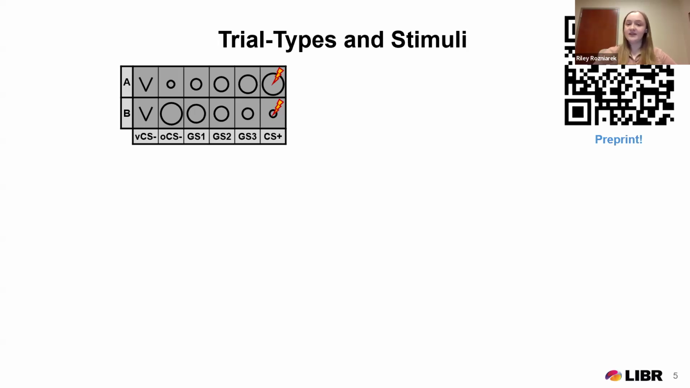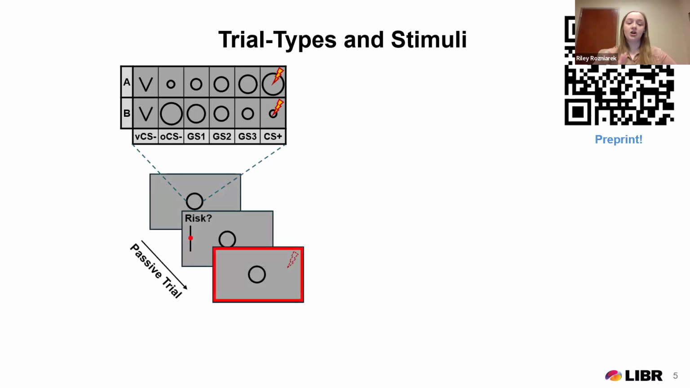Starting off with how the task works, we have two safety cues in the task. These are shapes that are safe or never paired with an aversive outcome. And then we have three generalization shapes, or the middle-sized rings, as we like to call them. These get continuously closer in shape to the shape that does have the aversive outcome, but are still safe. And then we have one threat cue or threatening shape that is paired with an aversive outcome.